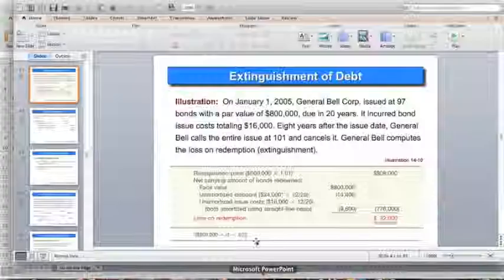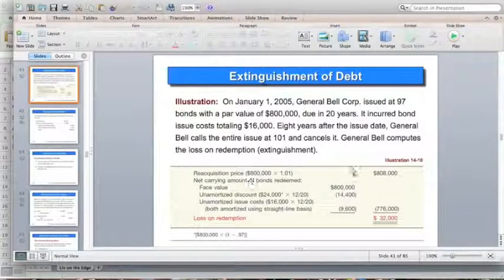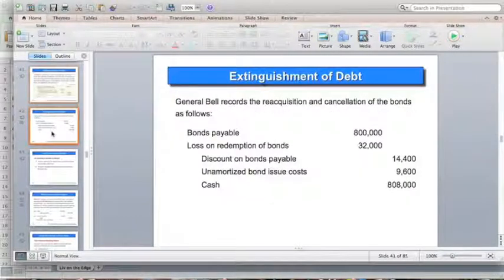So going back to the PowerPoint, that's what extinguishment of debt is all about. It's always going to be, what are you reacquiring at, and what's the actual carrying value of this bond right now? And then you're going to have a loss or a gain. Okay? Alright, and then you book the journal entry for the extinguishment: remove the bond payable, book the cash, book the loss or the gain, and remove the discount.